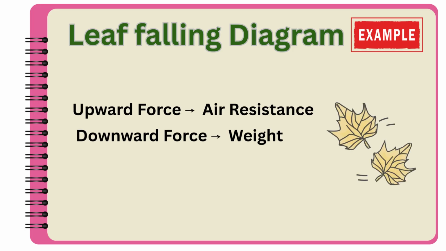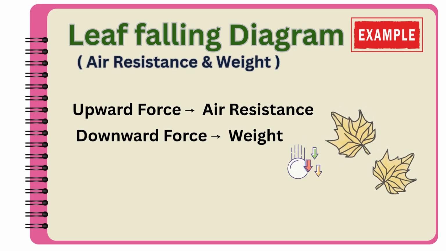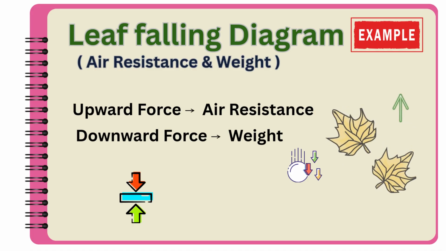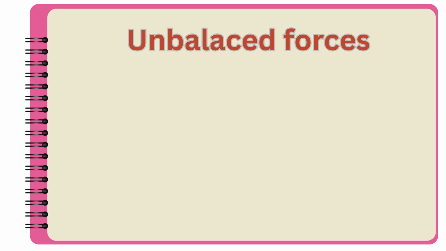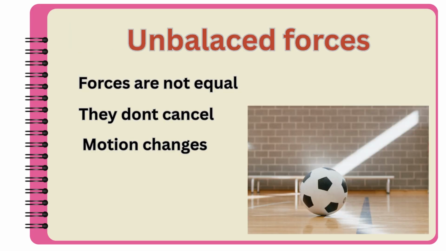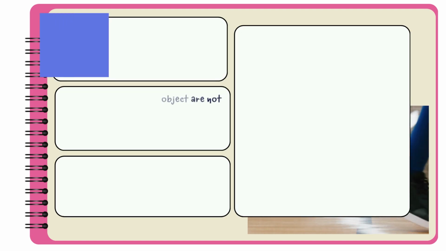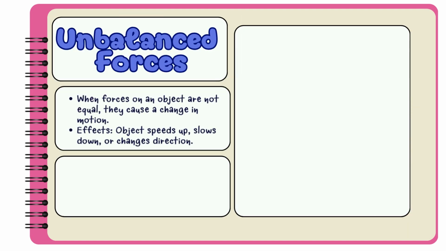The leaf falls at a steady speed because the weight pulls it down, air resistance pushes it up, and both forces are balanced. When forces are unbalanced, the object cannot stay the same, its motion must change. This means when forces are not equal, they cause a change in motion.